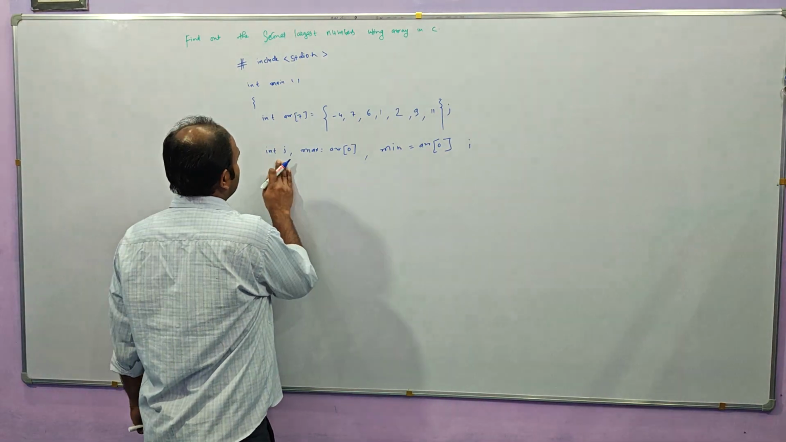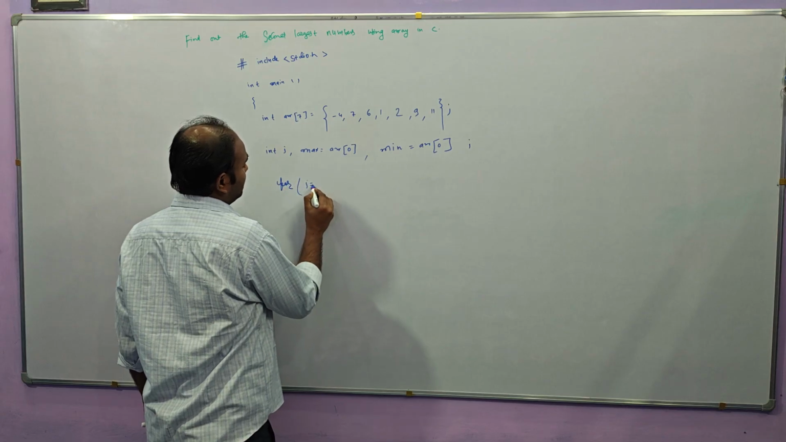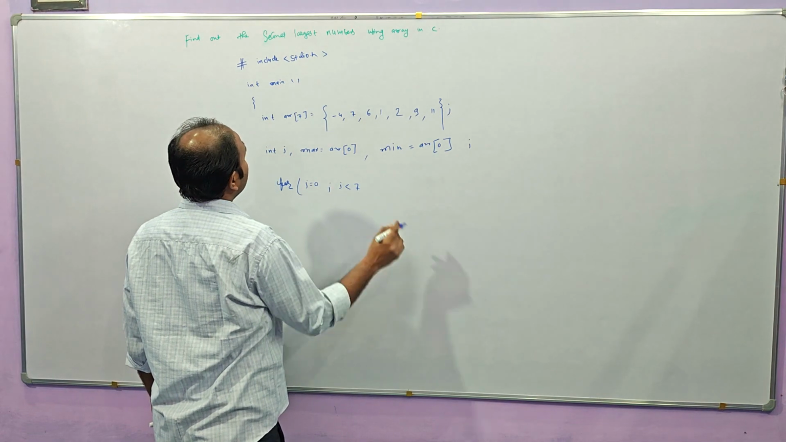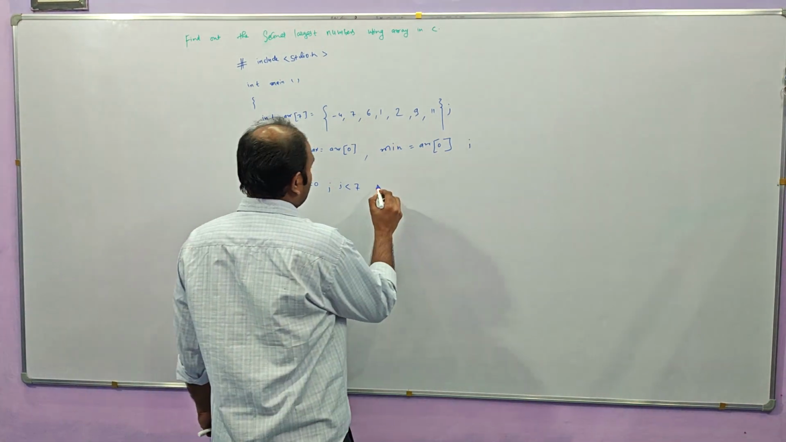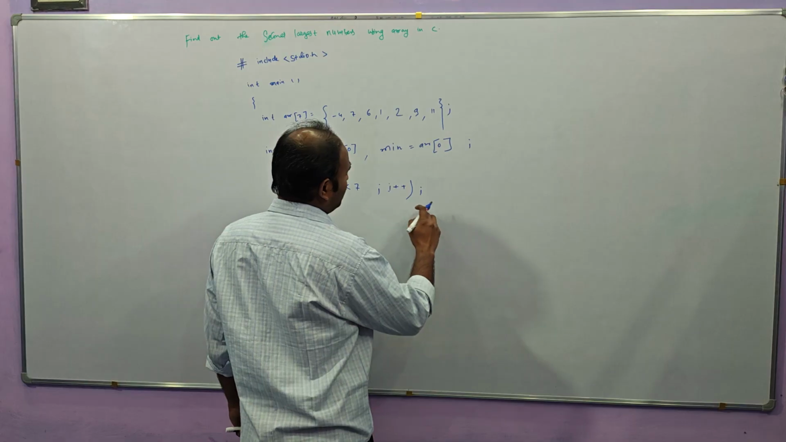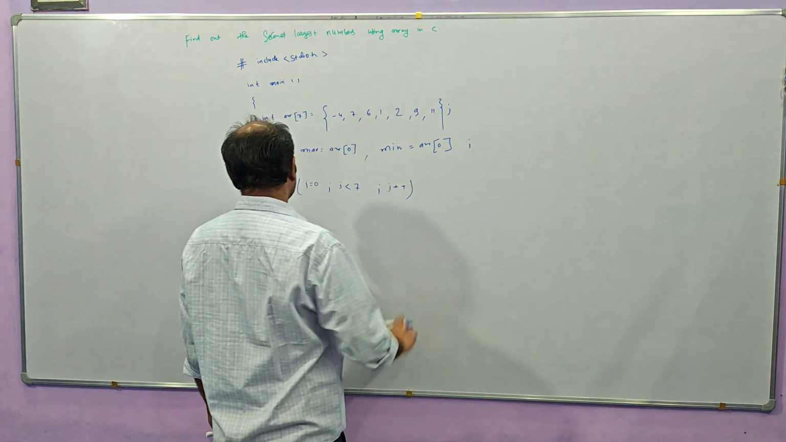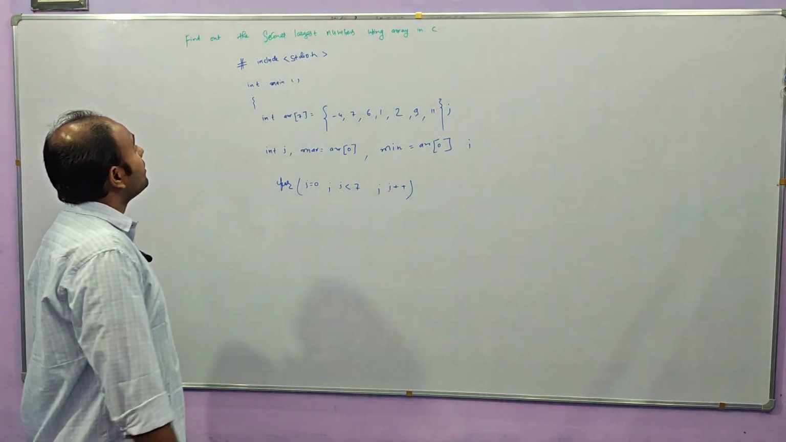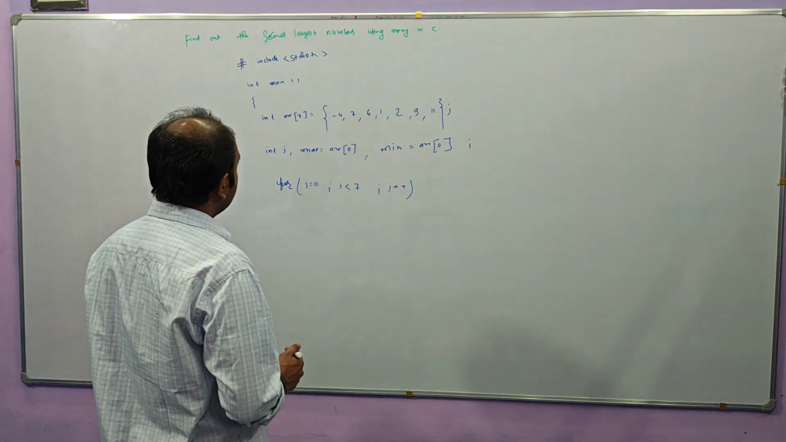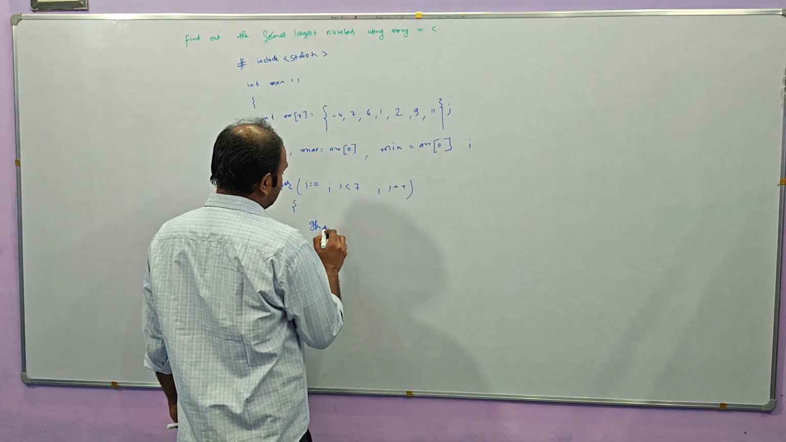Now we start with a loop: for i is equal to 0, i less than 7, i plus plus. We don't use a semicolon here, otherwise it is going to terminate the for loop. Now start with curly braces.